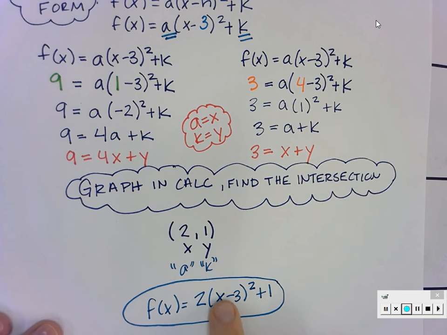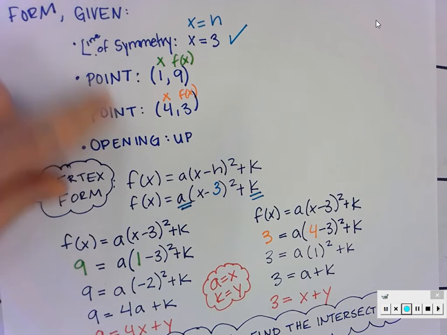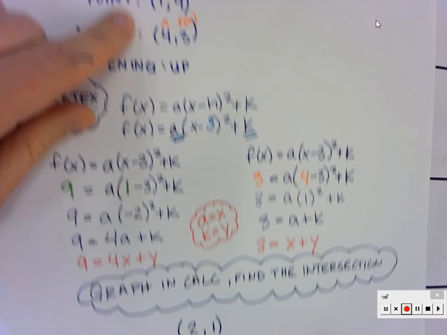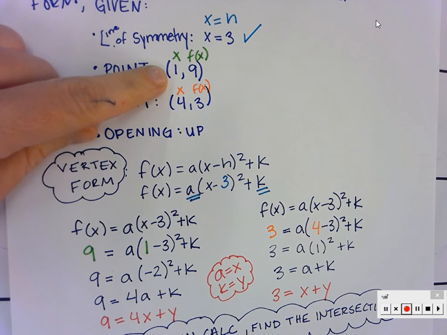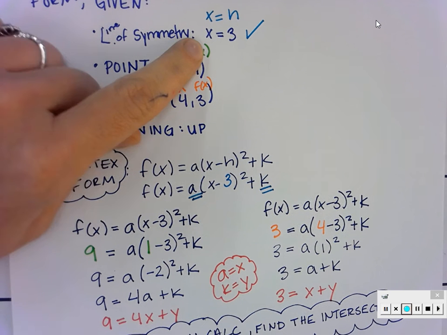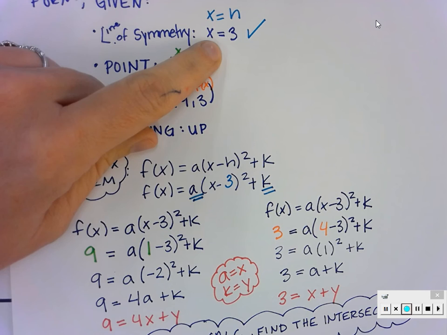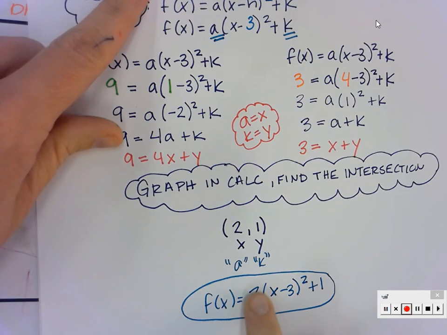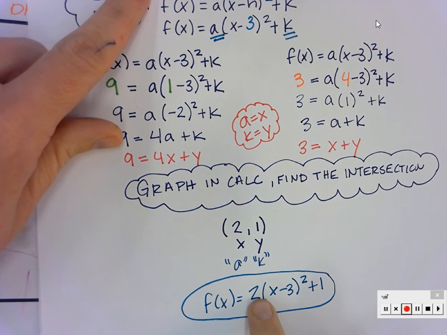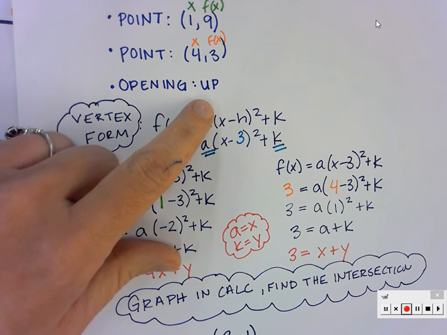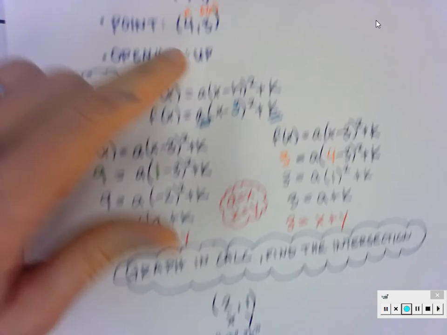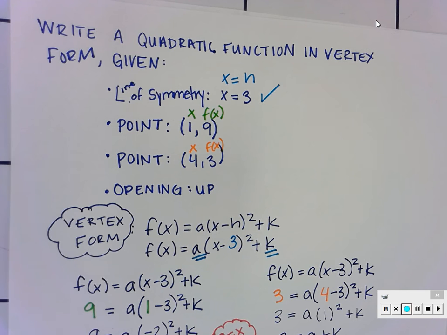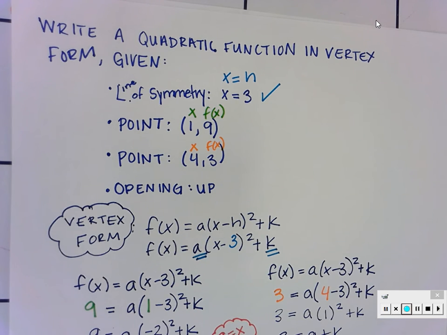Now, if you want to check this to make sure that it matches up with this information, you can just graph this in your calculator and verify on the table or from the graph that it goes through these points, and that the vertex or the line of symmetry is at x equals 3 and the opening is up. Oh, by the way, we got a positive a value. So if we have a positive a value, this last clue is true as well. All right, so there you go. That's how you write a quadratic, or one way you can write a quadratic function in vertex form given that information.